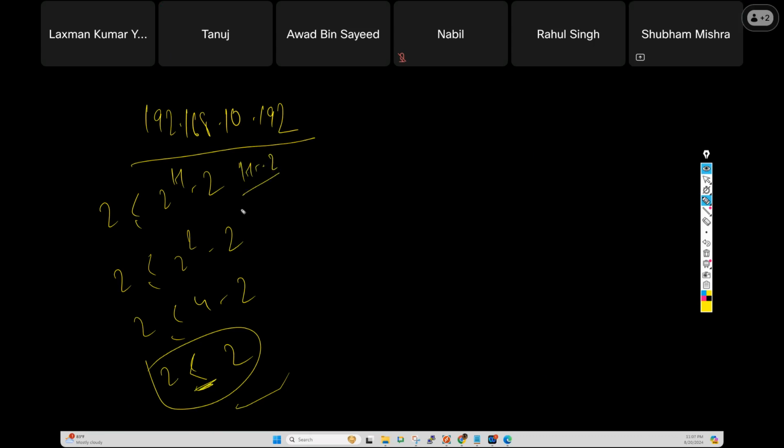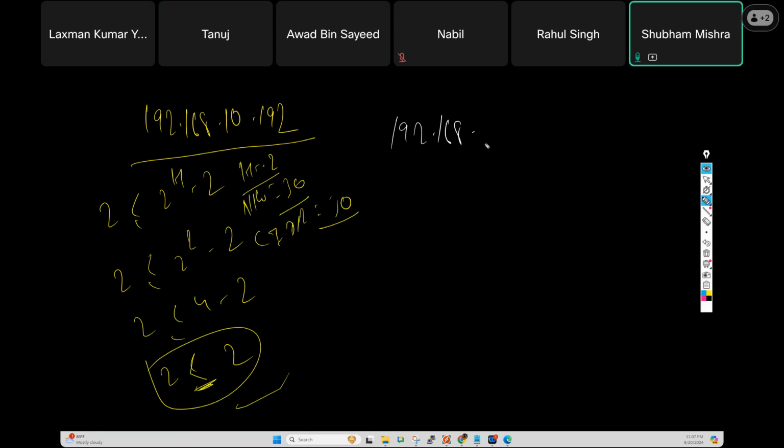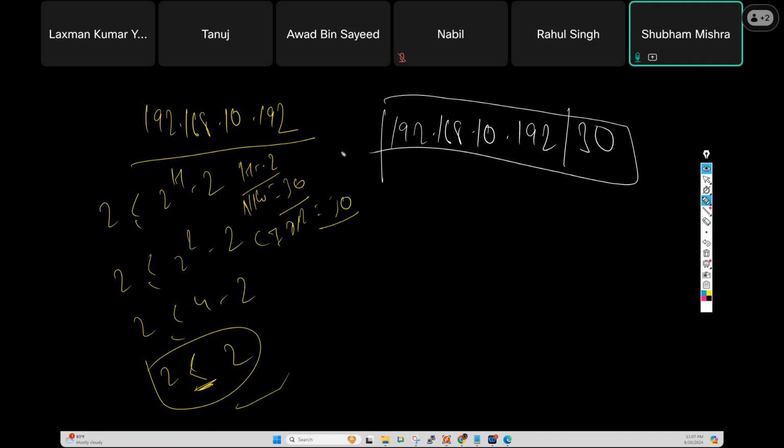So if h is equal to 2, it means host bits are 2. Network bits are 30. It means CIDR is 30. So what will you assign? You will assign 192.168.10.192/30. You will assign this network ID to department number 3, where how many users? 2 users. Everyone understand?